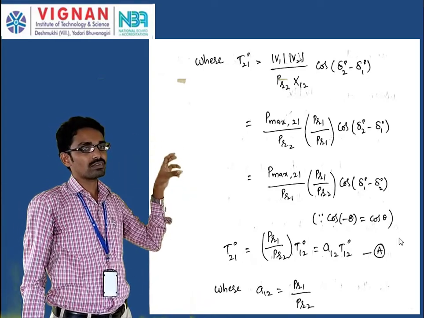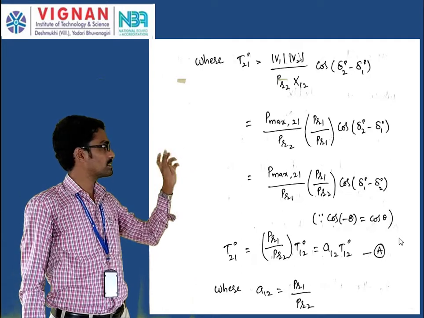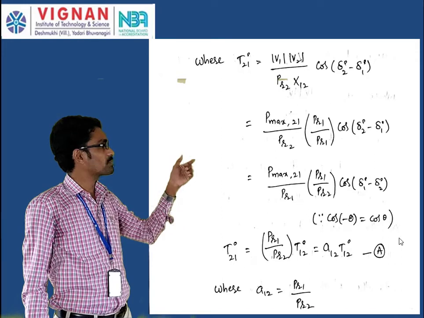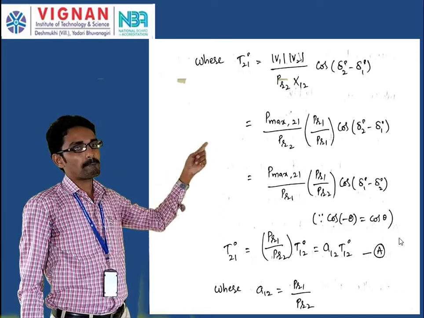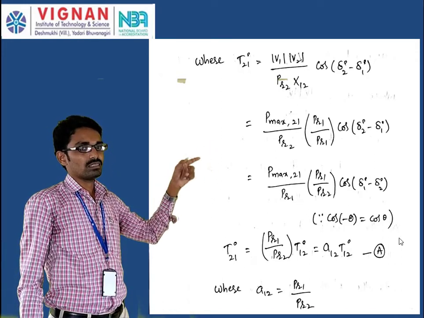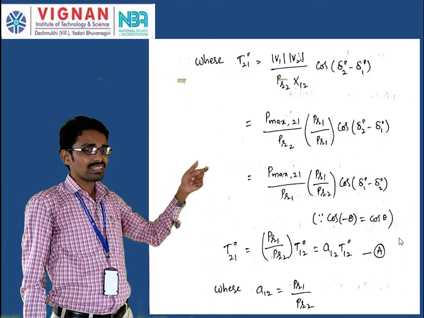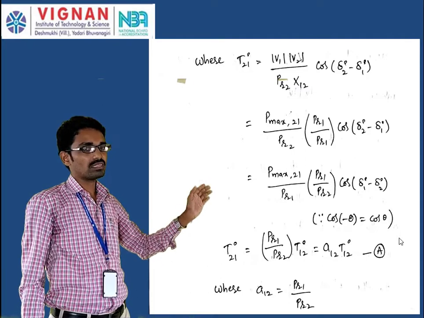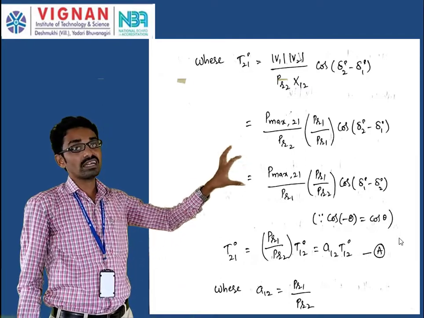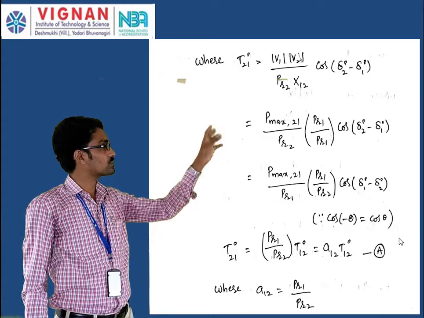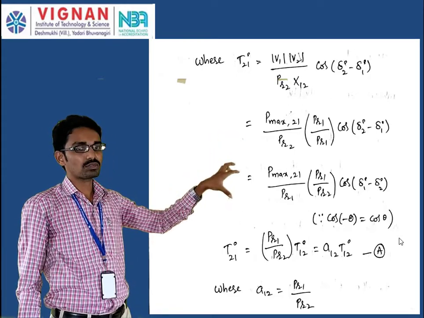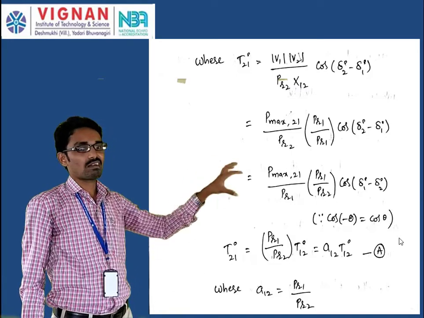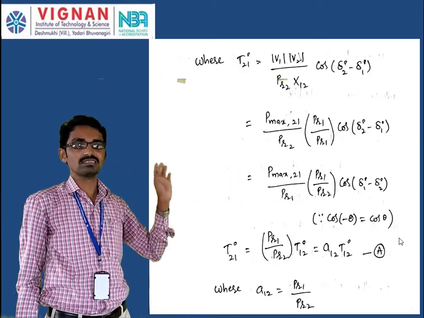It is the maximum power transfer in the tie line, Pmax 21, that I have considered, and I am multiplying and dividing that equation by PR1. Then what are you going to get? Just consider PR1 on this side and PR1 by PR2, and you get cos of delta 1 minus delta 2. Why have I considered delta 2 minus delta 1 as delta 1 minus delta 2? As we know, cos of minus theta is equal to cos theta only.